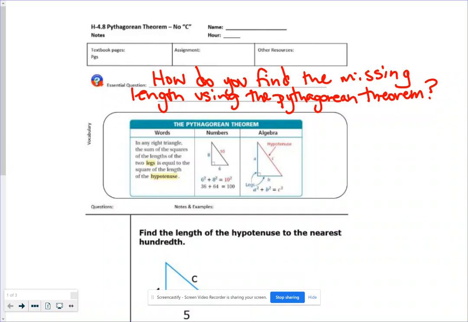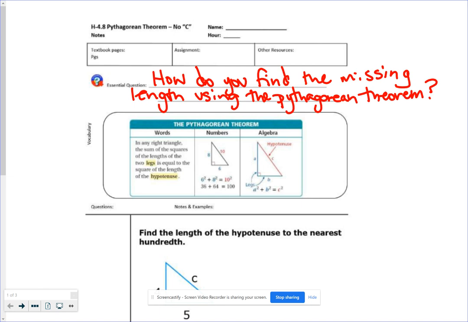Today we're working on lesson 4.8, Pythagorean Theorem. And we're specifically going to just work on when we don't know the C of the Pythagorean Theorem, which we'll talk about in a few minutes. All right, our essential question is, how do you find the missing length using the Pythagorean Theorem?